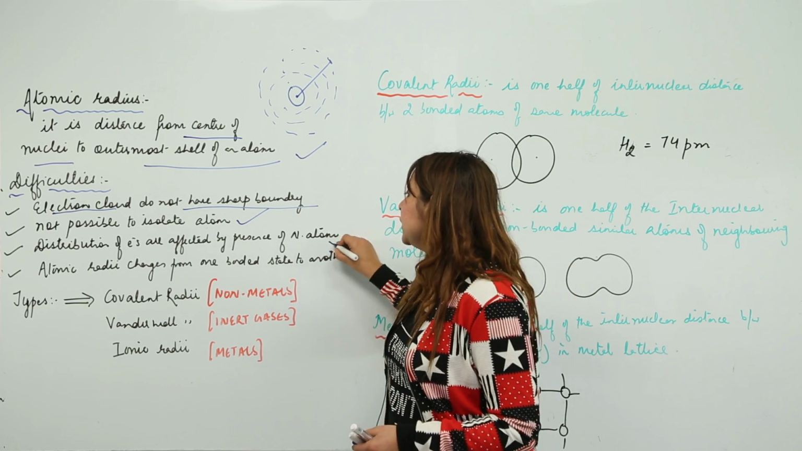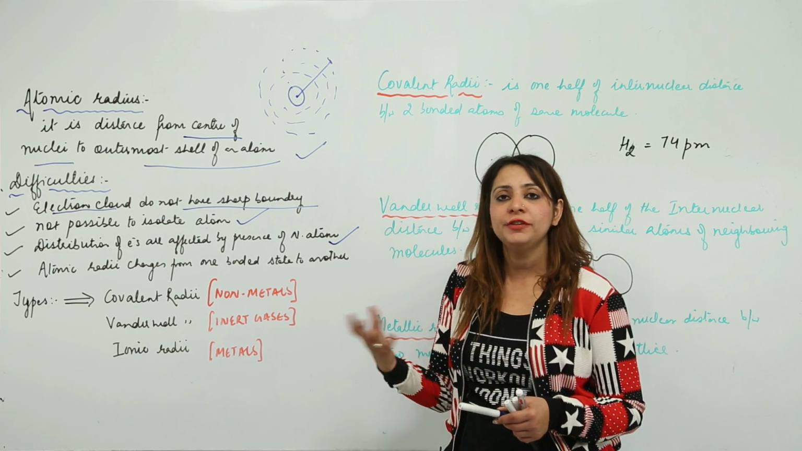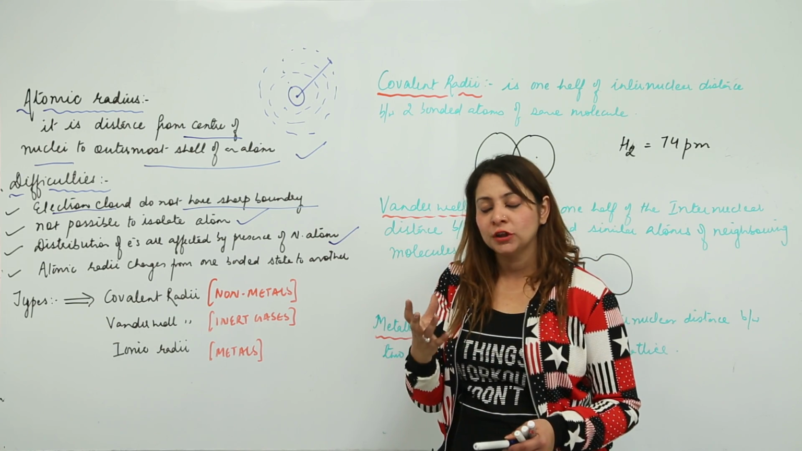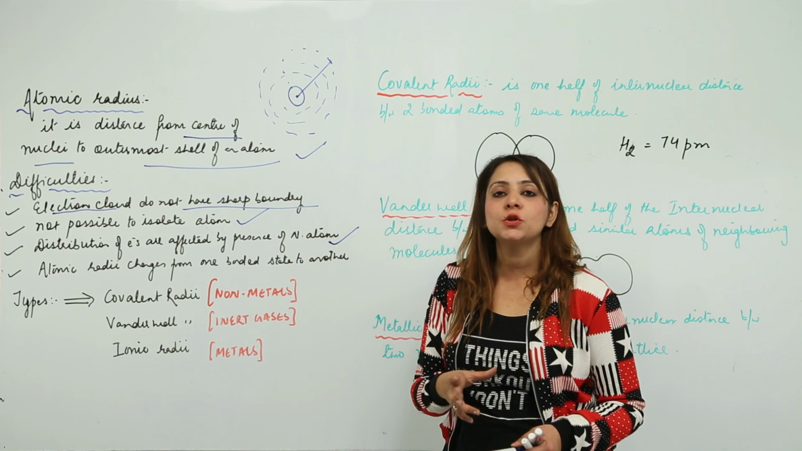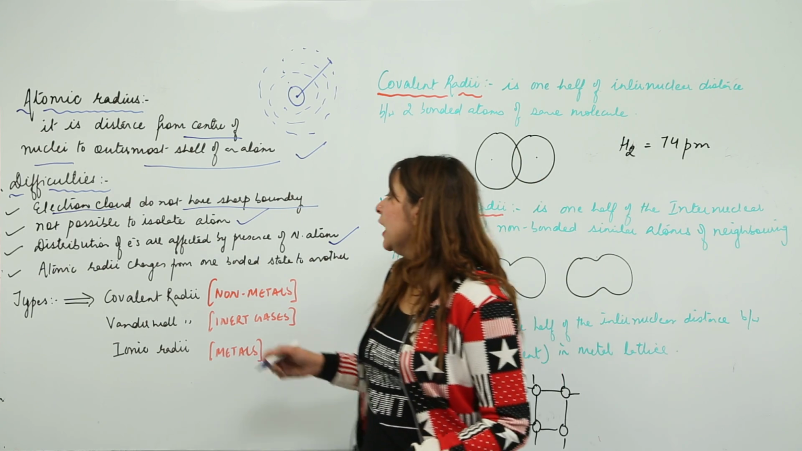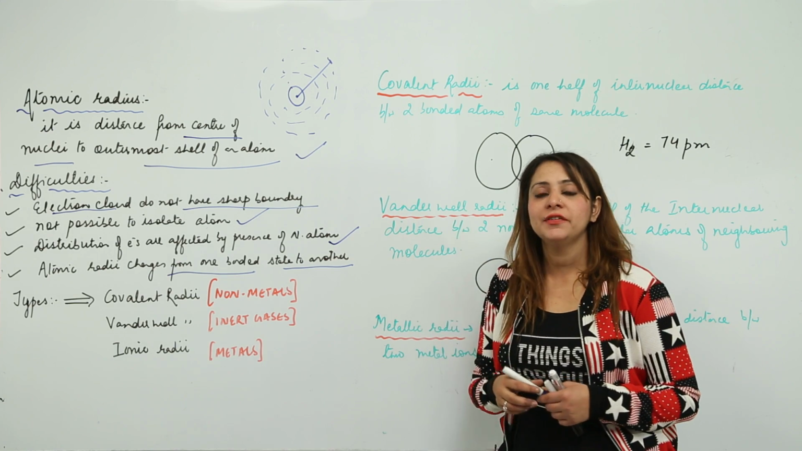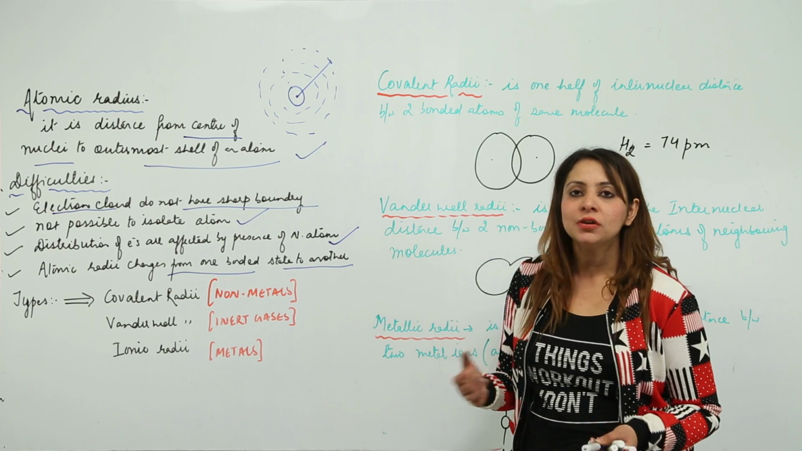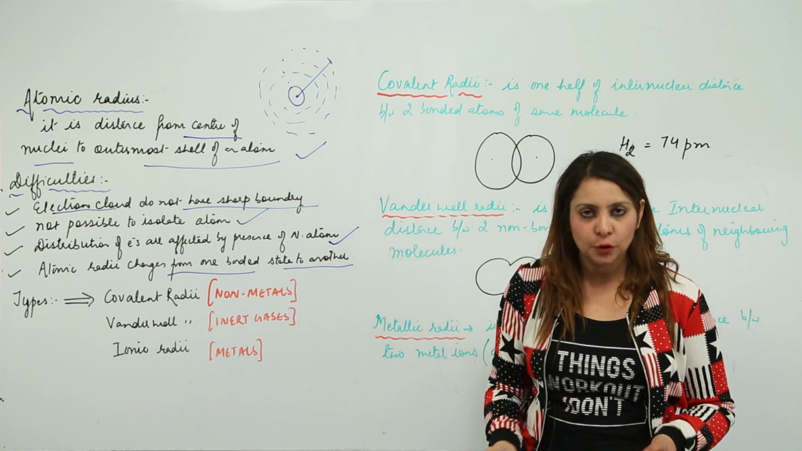And moreover, the distribution of electrons gets disturbed due to the presence of neighboring atoms. So you have an atom, so there is a certain kind of distribution of electrons, but when you bring some other atom close to it, the distribution of electrons will get affected. So likewise the radius will get affected. And moreover, the atomic radius changes from one bonded state to another. Whenever the bonded state of an atom changes, the atomic radius also changes. But still we try to find out an approximate atomic radius.